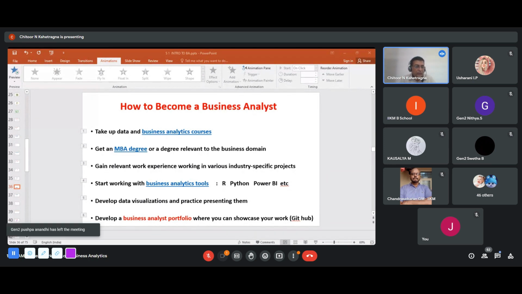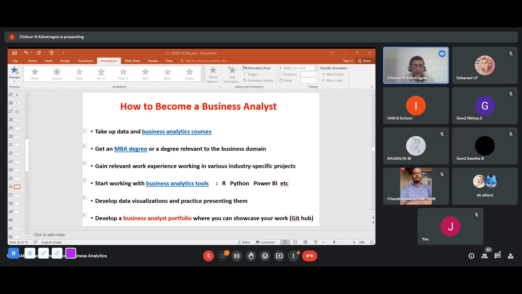These are the different ways you can strengthen yourself, and then you start working on business analytics tools, R, Python, Power BI. Today, you have a lot of YouTube videos where you can start working. And then you can also get into a formal classroom. You could also get into data visualization and practice presenting them with Power BI, Tableau. All of these are free tools available, and a YouTube video itself will take us through the initial days.